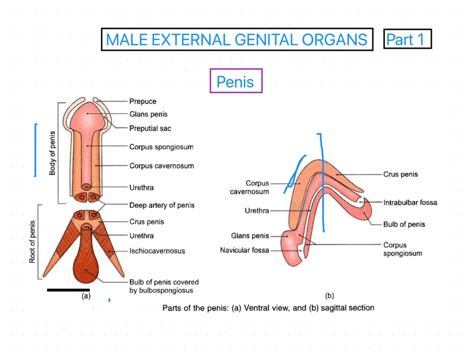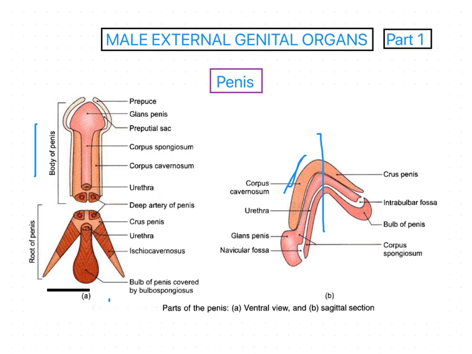The root of the penis consists of 3 masses of erectile tissue. The body also consists of 3 elongated masses of erectile tissue. So both root and body consist of 3 masses of erectile tissue. I want to mention the names of these tissues and we will go into detail about them.